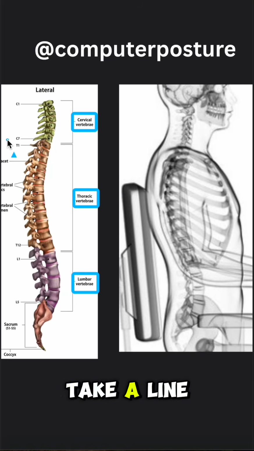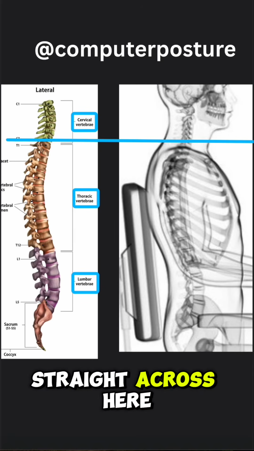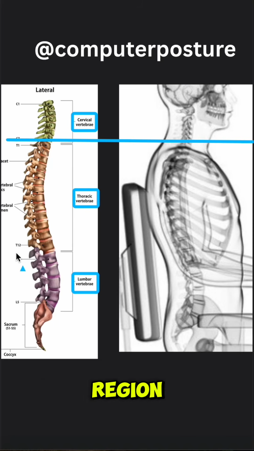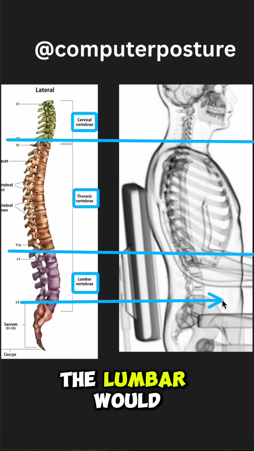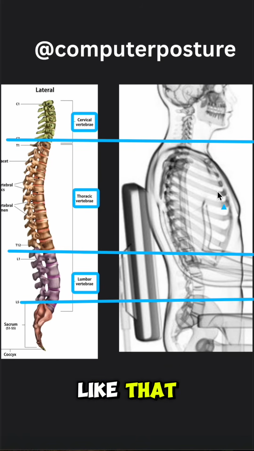So if I take a line and I was to draw it straight across here, that would cut off the cervical region. The thoracic would go about right there. And then the lumbar would be just about like that. So now let's take a look at what it would look like.